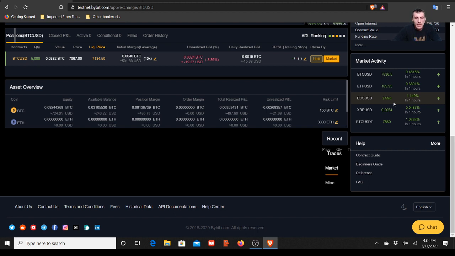When the funding rate is negative, the shorts pay the longs, and that means there's more people shorting than longing. And again, I like to do the opposite and go long. So just something to keep an eye on.